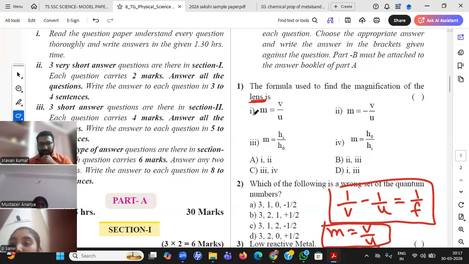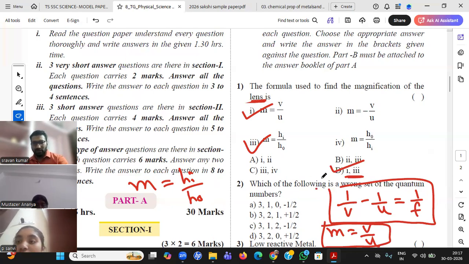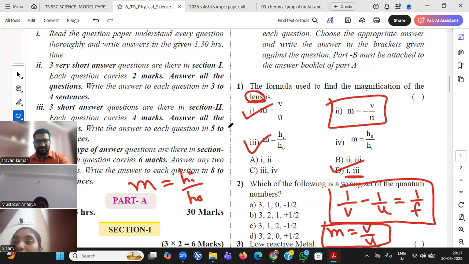So here magnification equal to V by U. This one is the right answer. And also the general magnification formula, HI by H naught, always HI by H naught for lens and mirrors also. So 1 and 3 are right. He's asking the formula used for the magnification of lens; 1 and 3 are right. Option D is the right answer, beta. You have given option B. I am sure you know this, but this formula is for mirror. But you see, he's asked about the lens. Understood, Sanvi?